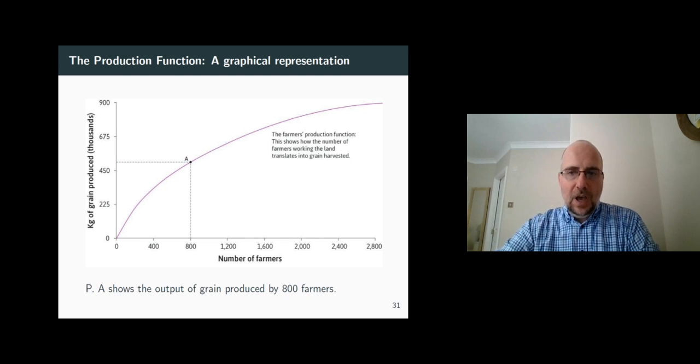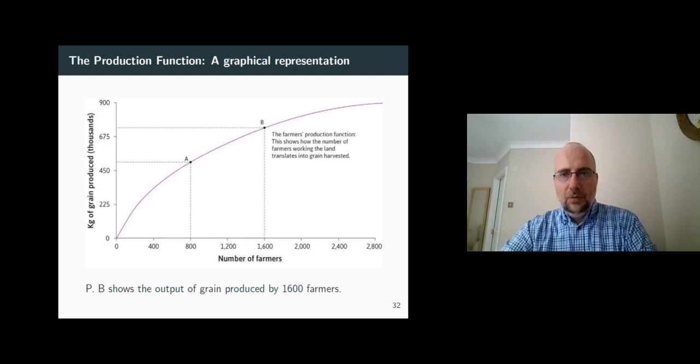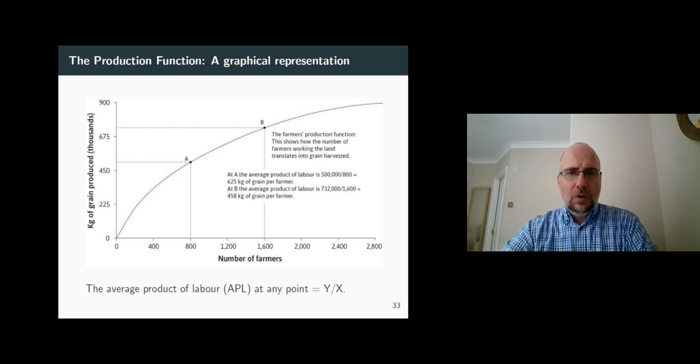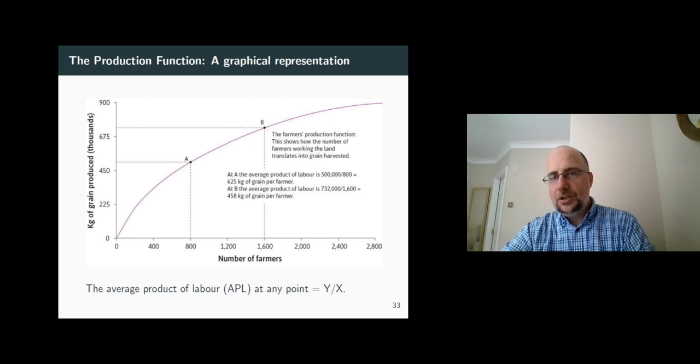For example, point A tells you how much grain 800 farmers can produce. Point B, on the other hand, tells you how much grain 1,600 farmers can produce. So let's assume the output of 800 farmers is 500 tons of grain, and the output of 1,600 farmers is 732 tons of grain. If we divide the product by the number of farmers, we will get an idea about how much, on average, a farmer produces.